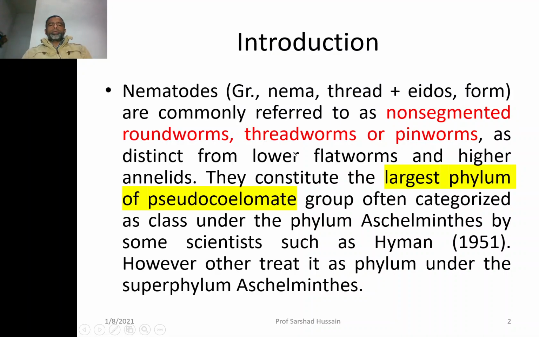The word nematode is derived from two Greek words, nema and eidos. Nema means thread, eidos means form. Because these organisms, the nematodes, are thread-like, so they are called that. They are commonly referred to as non-segmented because they don't have segments on the body. They are round, so-called roundworms. They are thread-like, so-called threadworms. They are very small and thin, so they call them pinworms as well.